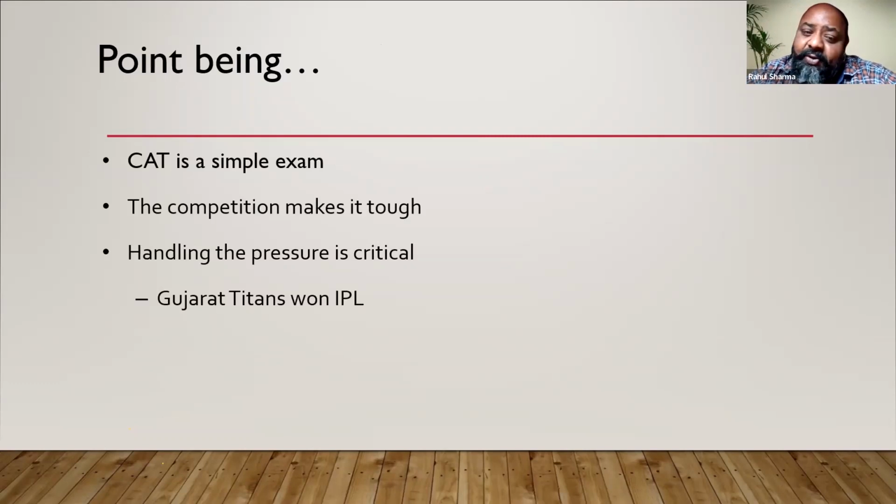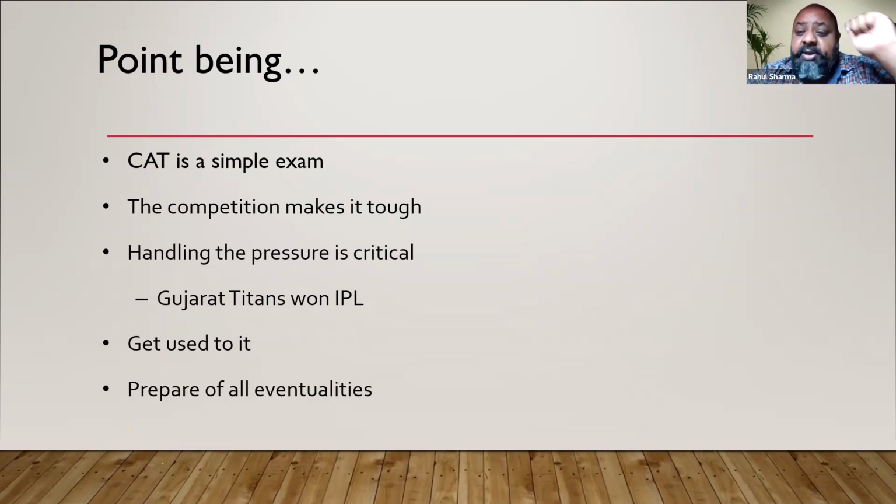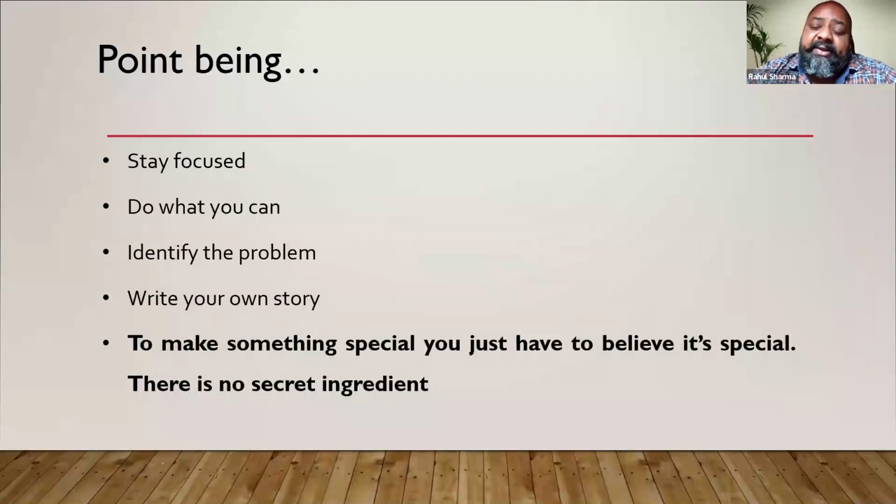For example, last year, Gujarat Titans won the IPL. It had a new captain. It was a new franchise. Initially, the team also looked very basic, but they went on to win the IPL for the simple reason they handled pressure better. In the crunch situations, they came on top, and therefore they were the winners, right? So get used to that through your practice, through your mocks, through your material. Get used to that pressure. Get into the habit of doing aptitude well. Prepare for all eventualities, and that should ensure that you do well in CAT.